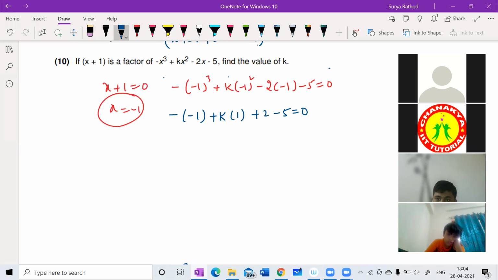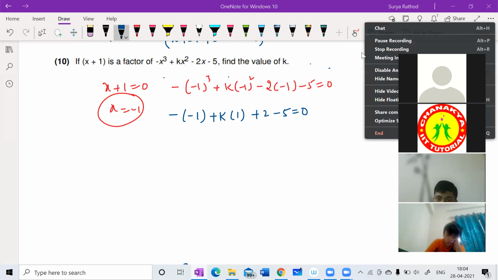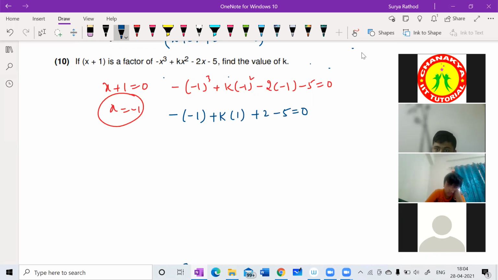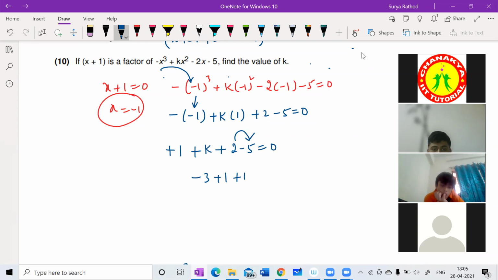We'll do with that. See now here, if you take without taking minus common, what I'm going to get here? Look at this here. Tell me, calculate this. Minus 1 whole to the power of cube is going to give me minus 1 only. So minus into minus plus k, 2 minus 5 is equal to 0. So 2 minus 5 is going to give minus 3 plus 1 plus k is equal to 0. So minus 2 plus k is equal to 0. If you shift right hand side, you will get k value as 2. As simple as that. Done?